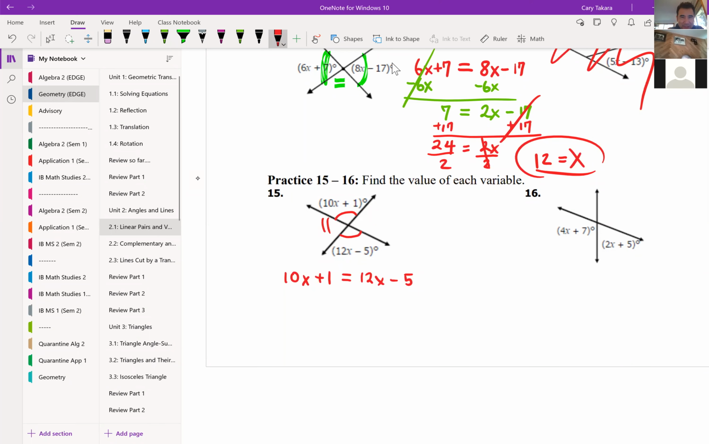So what do we do? Again, we've got 10x and 12x, left side and right side. So we need to get rid of the smaller x. So let's subtract 10x. Subtract 10x.